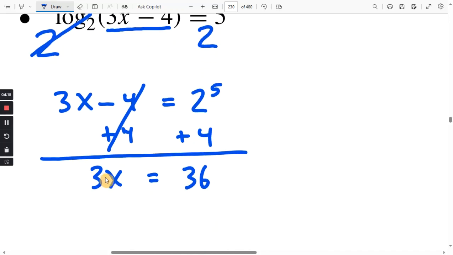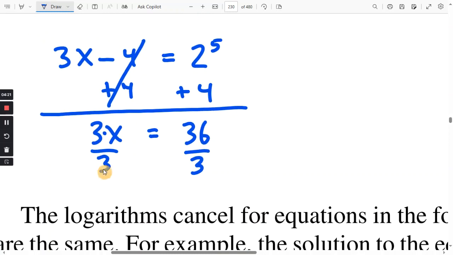All right, here we have x times 3. The opposite of times 3 is divided by 3. The 3's cancel. And x equals 12.